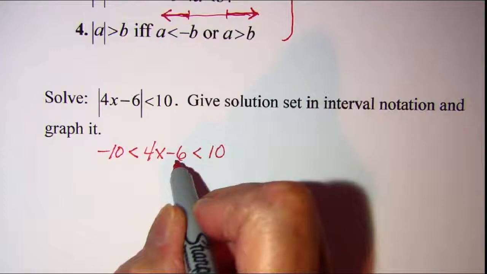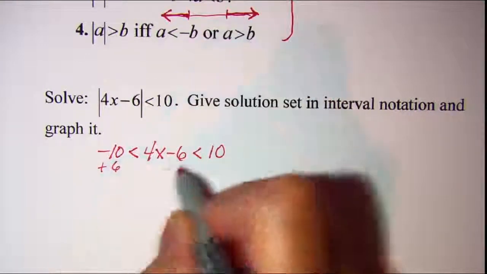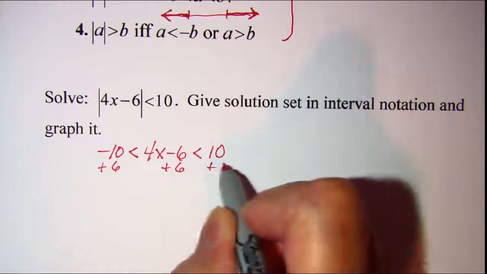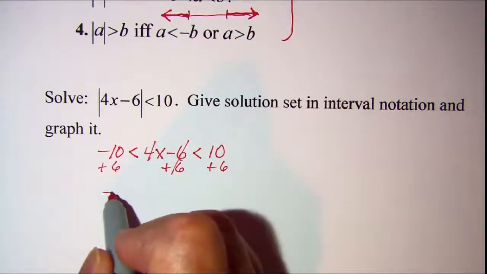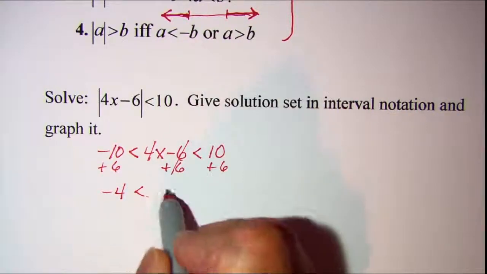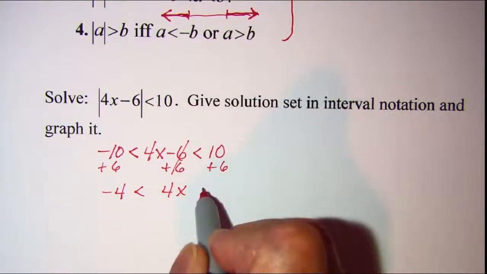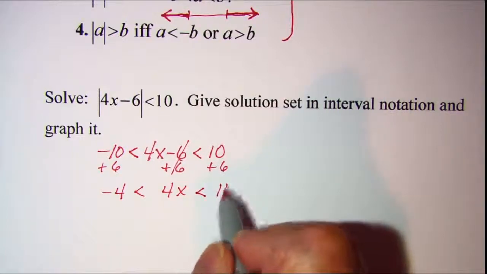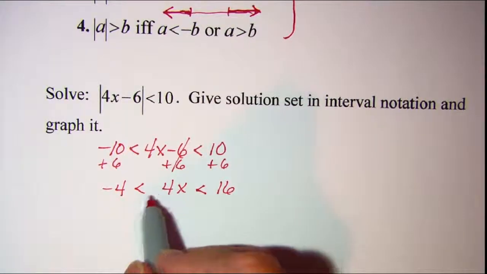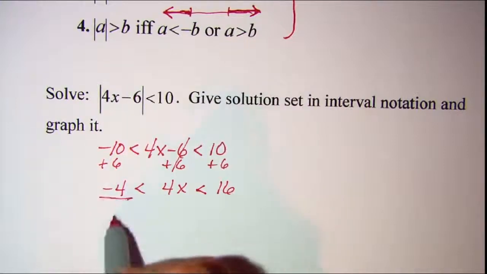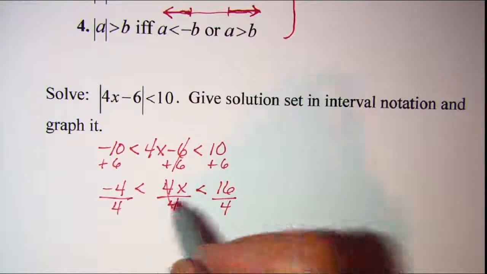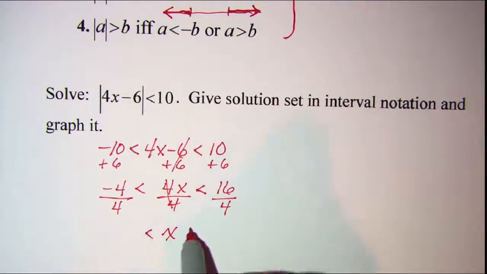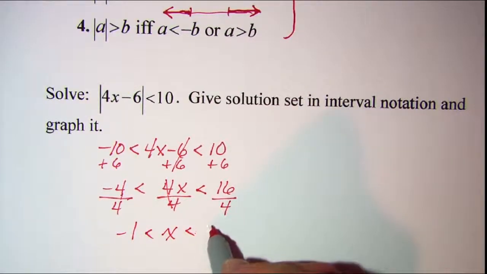We're going to add 6 to all three parts so that these cancel off, and negative 10 plus 6 is negative 4, is less than 4x, which is less than 16. And then divide all three parts by 4. These will cancel, and I have x is between negative 1 and 4.